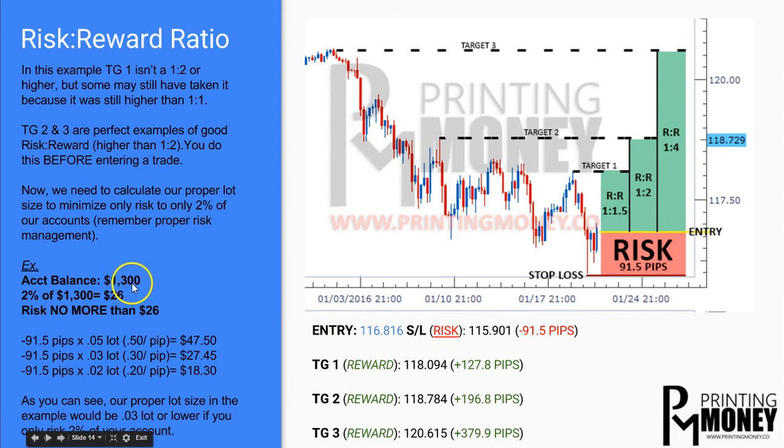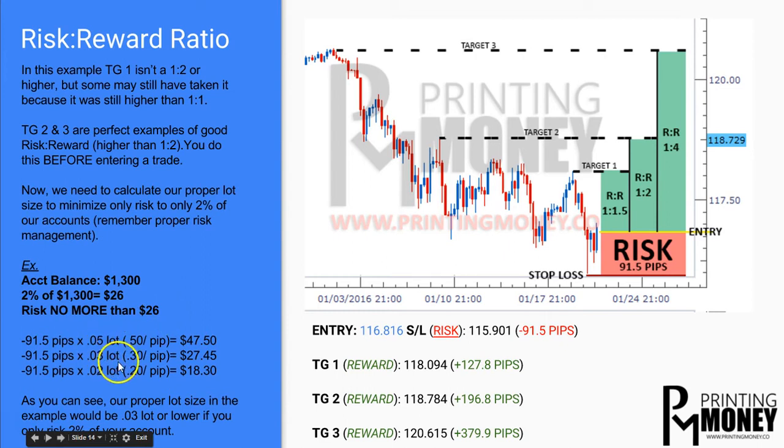Okay, example, let's say our account balance was at $1,300. We only want to risk 2% of $1,300, which would be $26. Therefore, we want to risk no more than $26 when we enter this trade. Okay, you do the math. Let's say I'm using a 0.05 lot, which equals 50 cents a pip, which would mean if you were to take this trade looking for entry in this area, risking 91.5 pips, if you were to use a 0.05 lot, you would be risking $47.50, which is higher than $26.